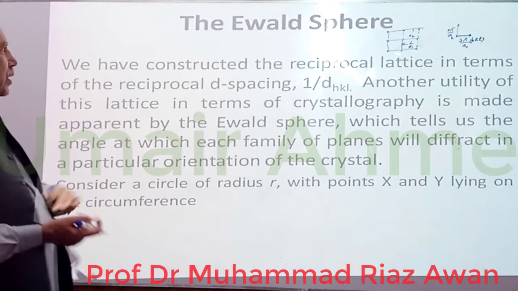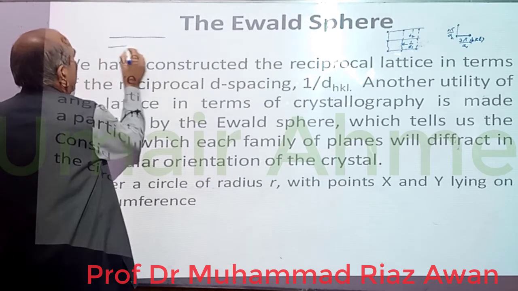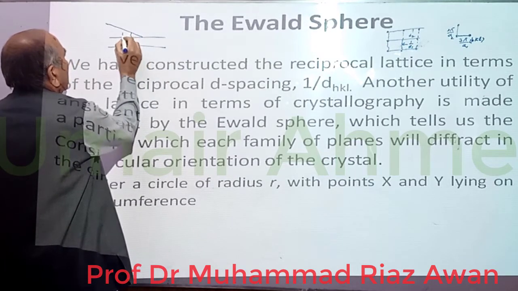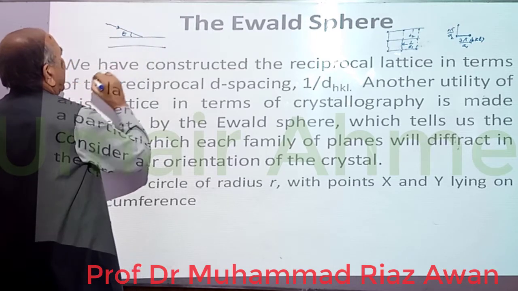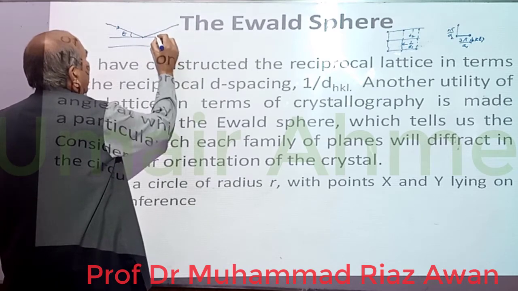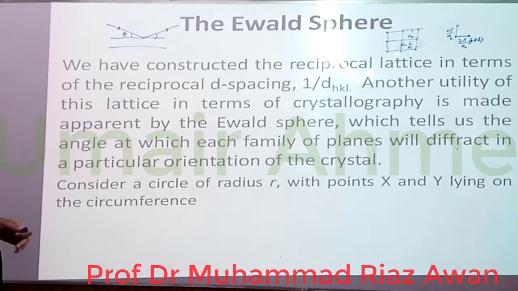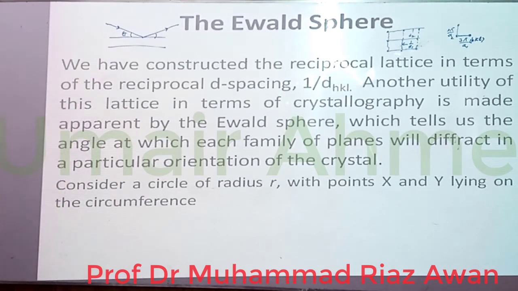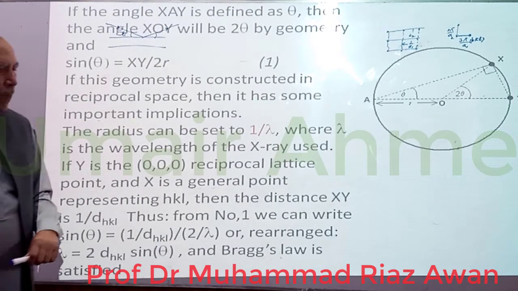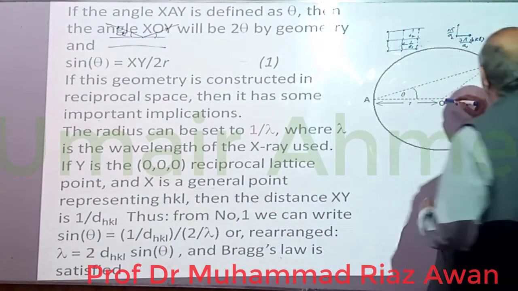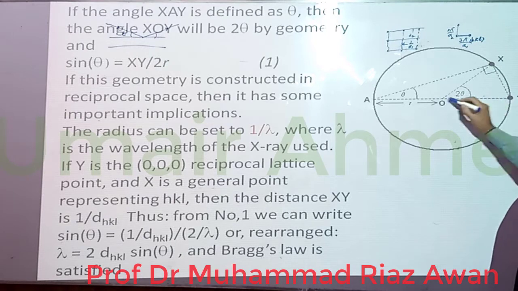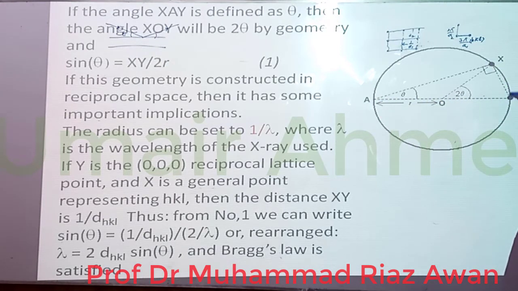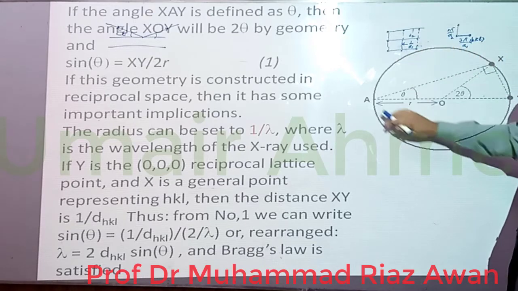orientation of the crystal. For example, when we talk about diffraction from the planes, I draw this angle theta, and this is the incident X-ray or electron beam, and this is the diffracted electron or X-ray beam. So what is this angle that we will discuss here? Consider a circle of radius R with points X and Y lying on the circumference. Now, this is a circle of radius R, and points X and Y are lying on the surface of this circle.